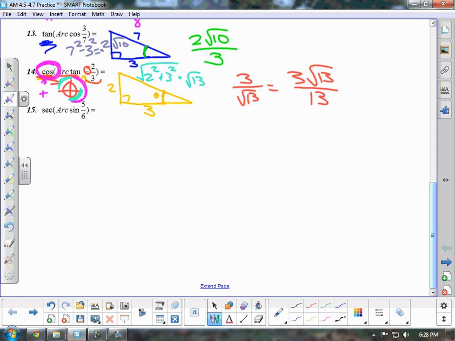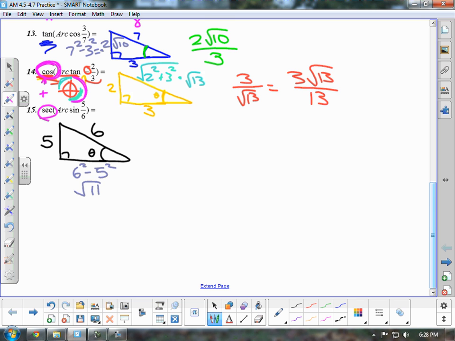And finally, secant of arcsine of 5/6. One last time, looking at our friend, the right triangle. Arcsine is 5/6, so that means the opposite side would be 5. The hypotenuse would be 6. To find the third side, we would take 6 squared minus 5 squared, which is 11. Square root of 11.